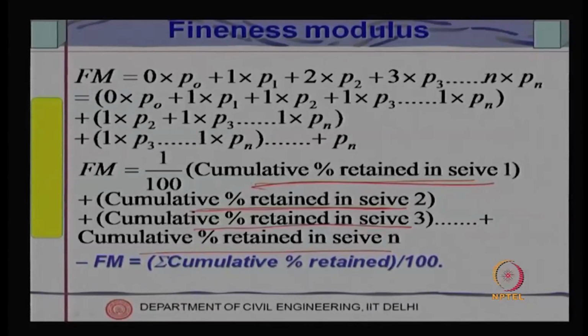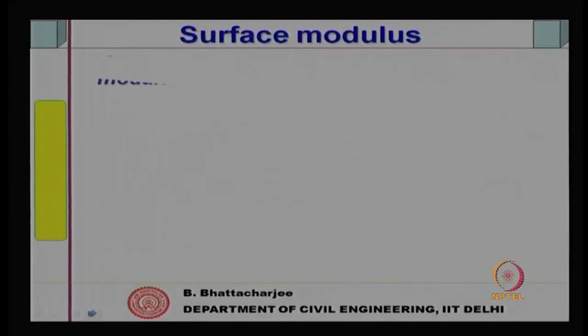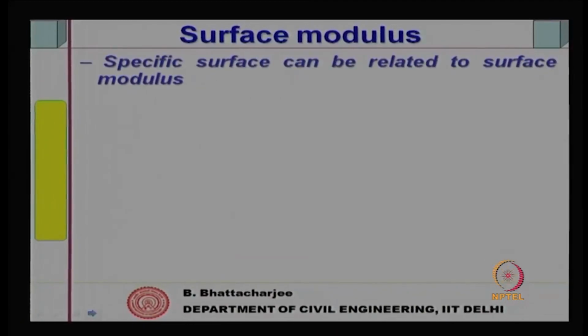So, from the definition, fineness modulus can be derived in this manner. We calculate fineness modulus on the basis of the cumulative percentage retained on all the sieves. You take how much is the cumulative percentage retained on the first sieve, then find out the cumulative percentage retained on the second sieve, third sieve, fourth sieve. You can start from the top: on the topmost sieve, the percentage retained is itself the cumulative.